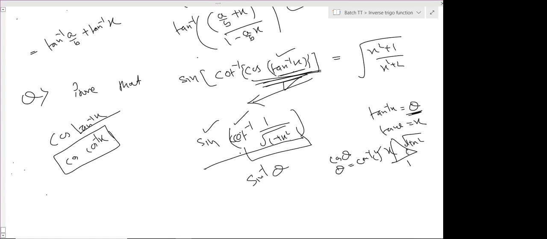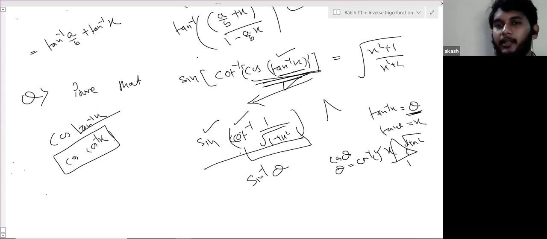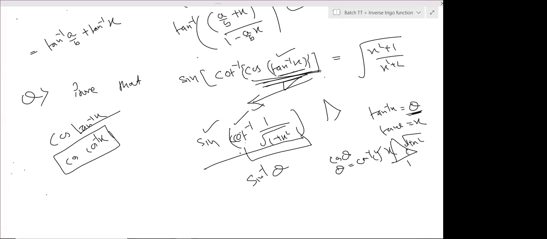Yes, sir. How? By creating another triangle. Assume cot inverse of this is theta. So cot theta is this. Make a triangle and find the value of sine theta. Put the value here and you'll get the same result. This thing is clear or not? Sir, can you do it, please? All right.